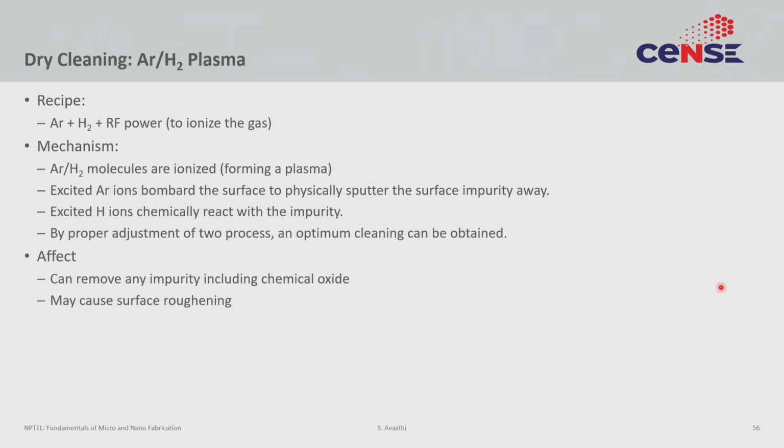The problem of course can be that you can cause surface roughening, because this bombarding of particles, bombarding of ions is not just bombarding on top of the contamination, but might also bombard on top of silicon, which might etch silicon, right. So, proper process adjustments need to be made.